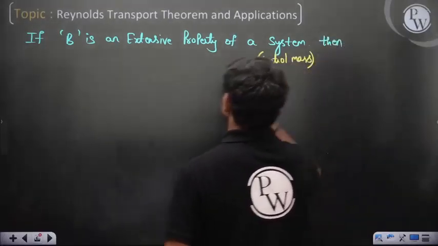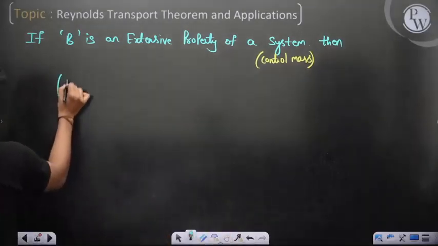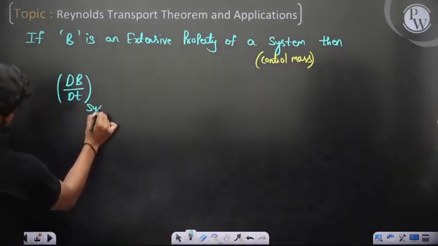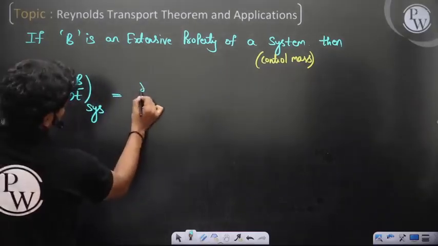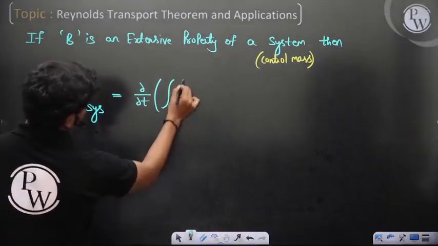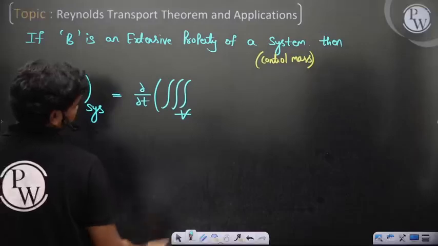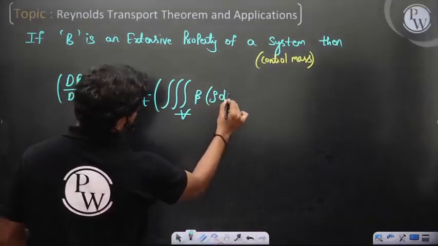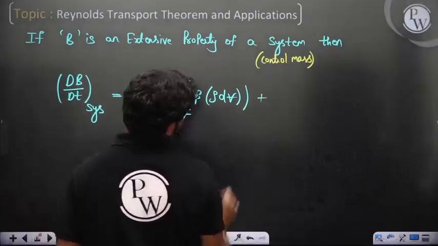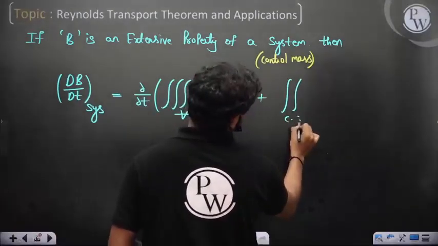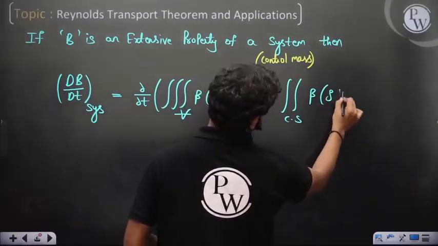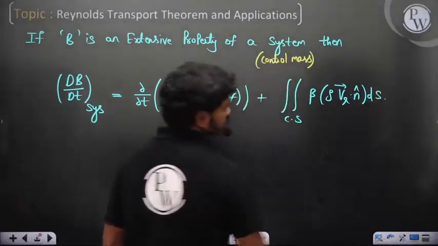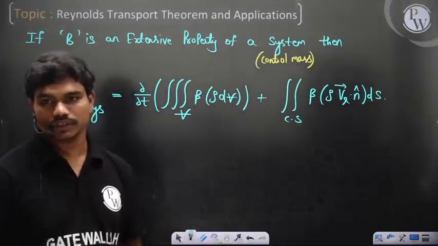Then dB by dt of the system is equal to ∂/∂t of integral over the control volume of β ρ dV plus double integral over the control surface S of β ρ (v_r · n̂) dS. So this is the Reynolds transport theorem, of course, correct.